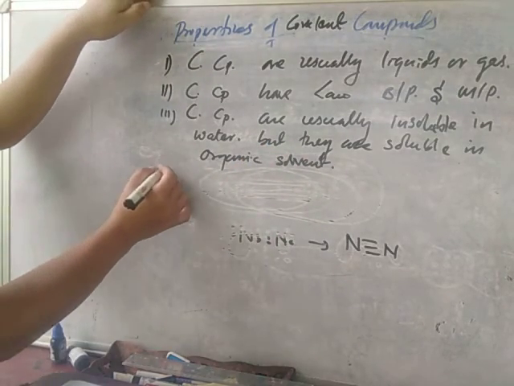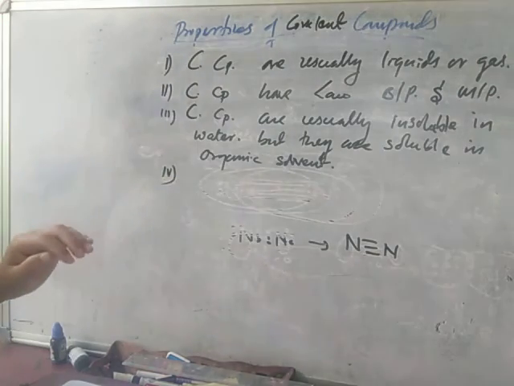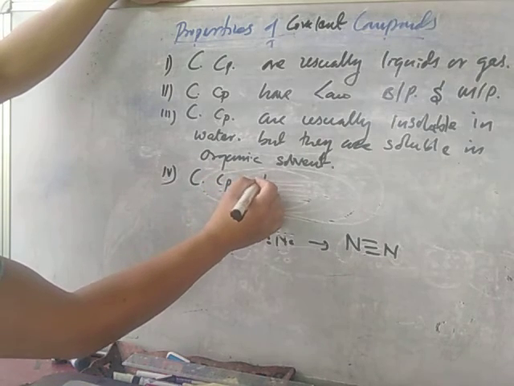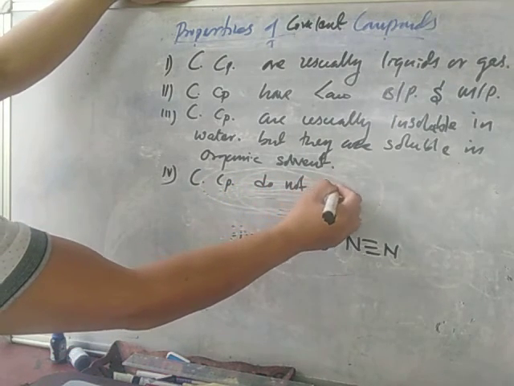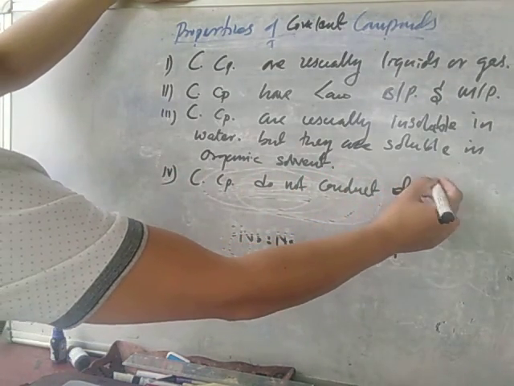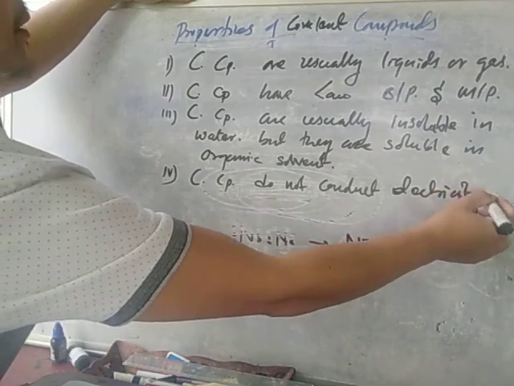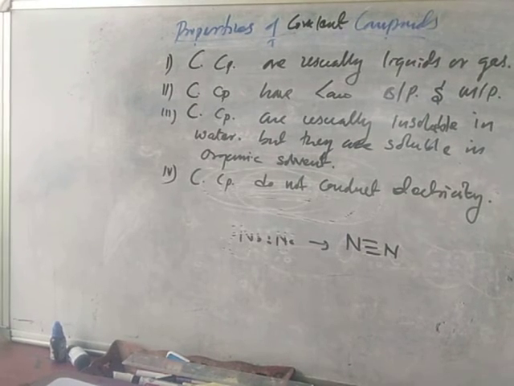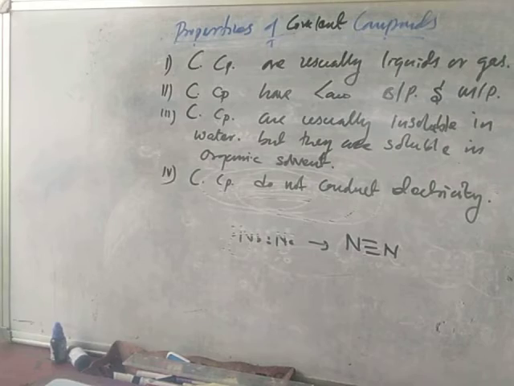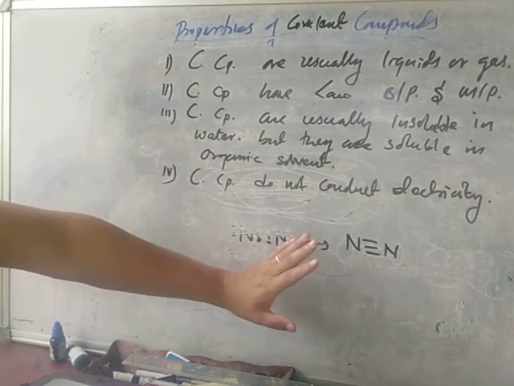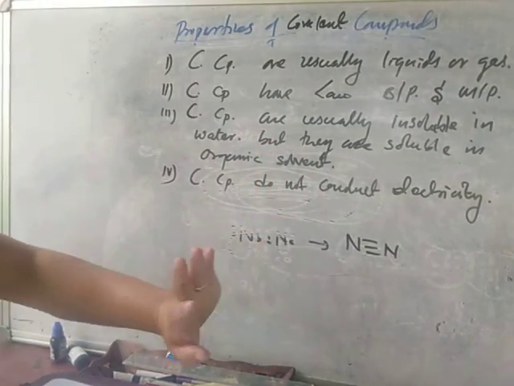Next, fourth one is your covalent compounds do not conduct electricity. Why? Because they do not have free electrons or free ions. They do not dissociate, or dissociation will not take place. Okay, so to distinguish between covalent and ionic compounds, you can do it from here or from there. Sharing of electrons and transfer of electrons, you can distinguish from there also.